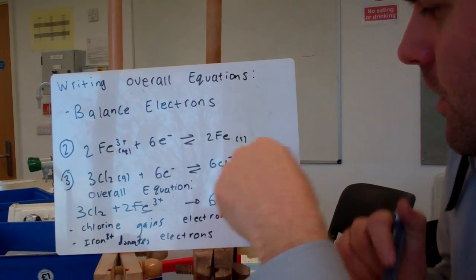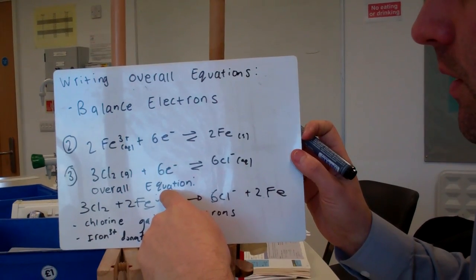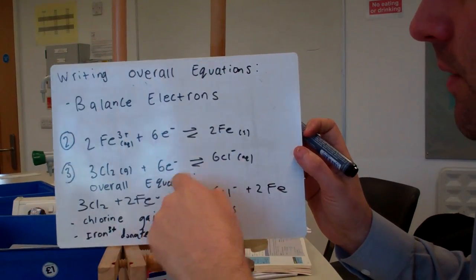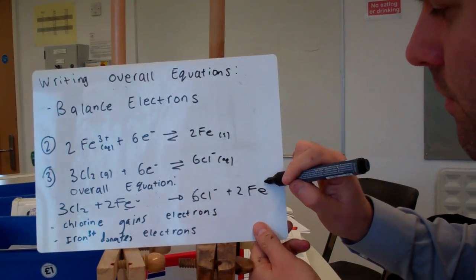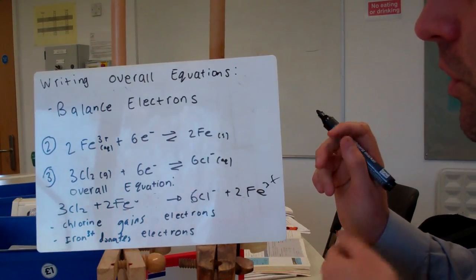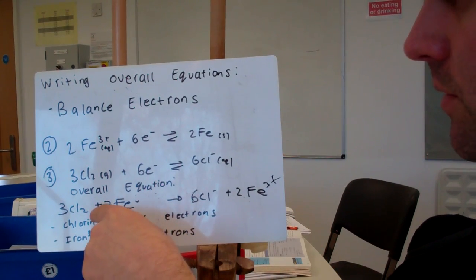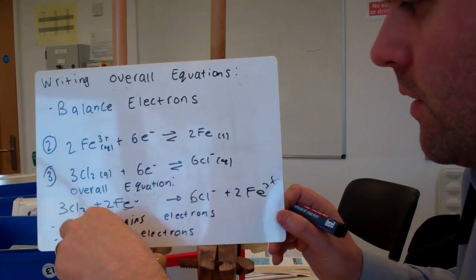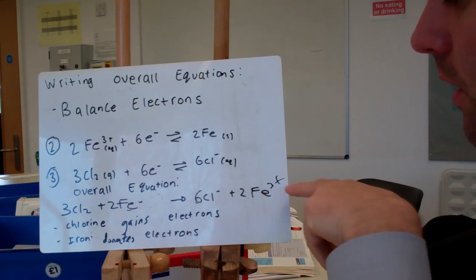So that one needs to be, that one's going backwards, so it's like that. So it's got iron and it's making 2 lots of Fe3+. So the chlorine has gained electrons to make chloride. The iron donates electrons to make the iron 3+.